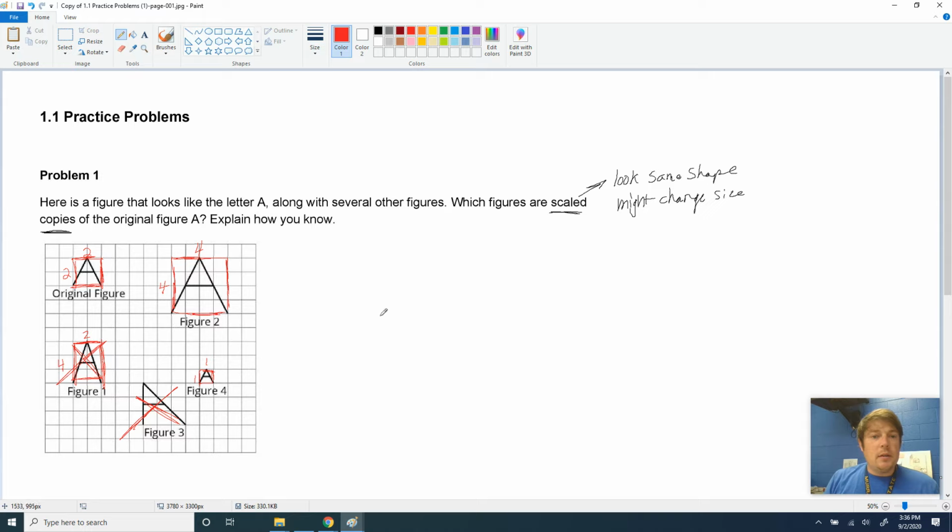And then we could say something in our explanation about how they're the same shape. Figure 2 is just larger, twice as big. And figure 4, since it went from 2 to 1, is half as large. So you could say something like that, or you could say they look like the same shape, but they've just changed sizes.